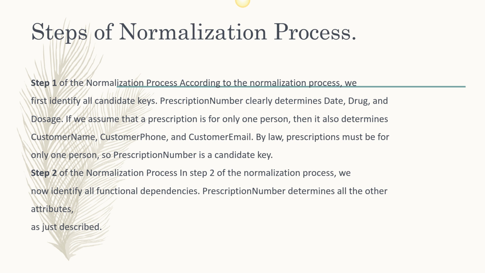Steps of the normalization process. According to this process, we first identify all candidate keys. Prescription number clearly determines date, drug, and dosage. If we assume that a prescription is for only one person, then it also determines customer name, phone, and email. By law, it must be for only one person. So prescription number is a candidate key. The second step is to identify all functional dependencies: prescription number and all other attributes.